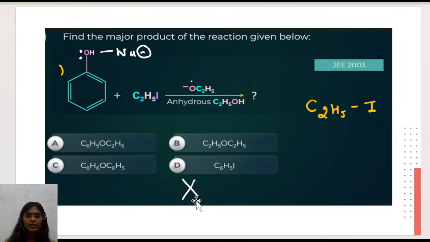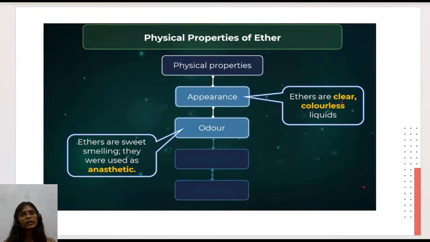Okay, so that's it. Now let's talk about some physical properties here. Physical properties, the typical things: appearance, ethers are clear colorless liquids and very good solvents in the laboratory. Odor wise, ethers have a sweet smell, and they are a very good anesthetic reagent as well. So sweet smell, obviously, that's why a better anesthetic agent, you can say.